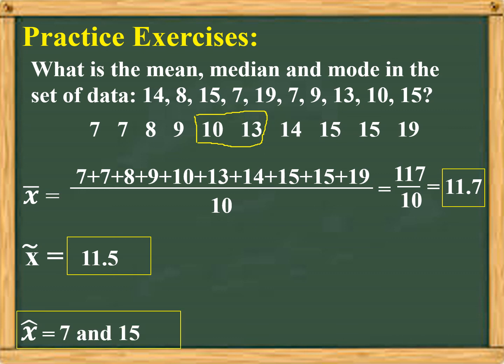If your answer is 7 and 15, you are correct. Why? Kasi si 7, dalawang beses na ulit, same also with 15. Si 8, 9, 10, 13, 14, and 19, once lang sila nag-appear.